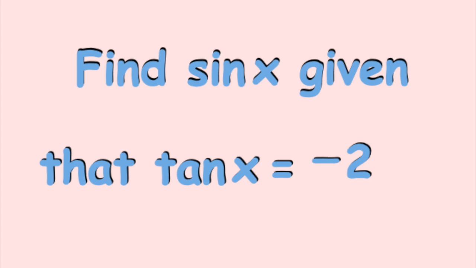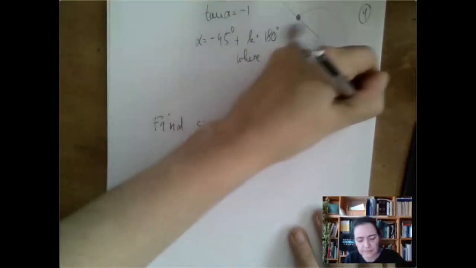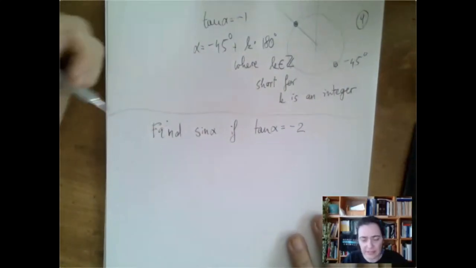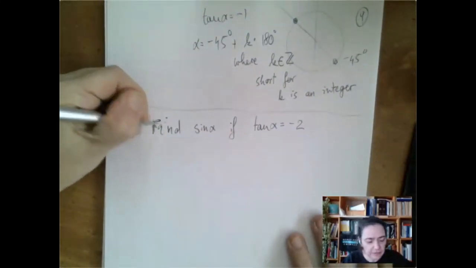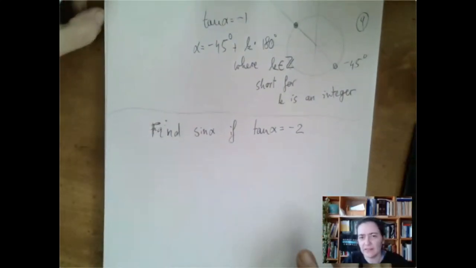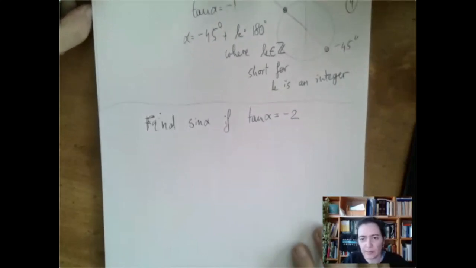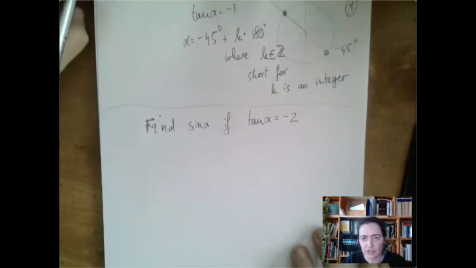Find sine alpha if tangent alpha is -2. We have done this with acute angles, but we have to revisit that too. But it's usually not as problematic as the basic trig equations we just did.